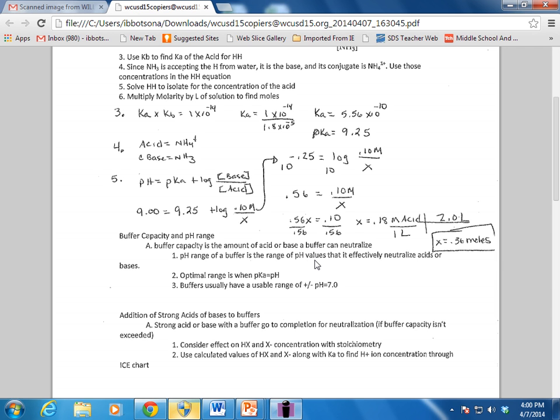If we add a strong acid or a strong base to a buffer, we have to do two different steps to figure this out. Assume that the strong acid or base reacts with the buffer and goes to completion for neutralization, as long as you don't exceed the buffer capacity. As soon as you exceed the buffer capacity, all bets are off, and you've exhausted its ability to neutralize the extra acid or base. We're going to use the calculated values of the acid and its conjugate, along with Ka, to find the hydronium ion concentration through an ICE chart. It's really not an ICE chart so much as an ICF chart, initial, change, and final. I'll show you that in a second with the problem.